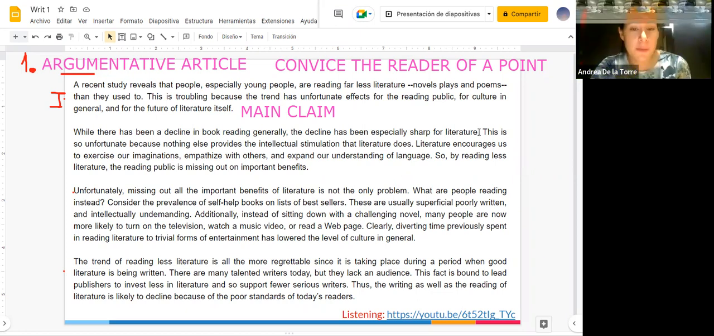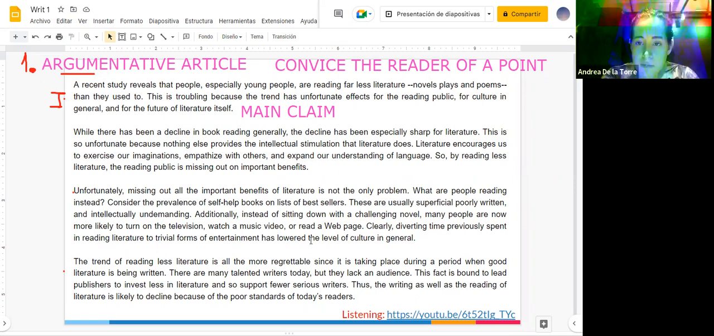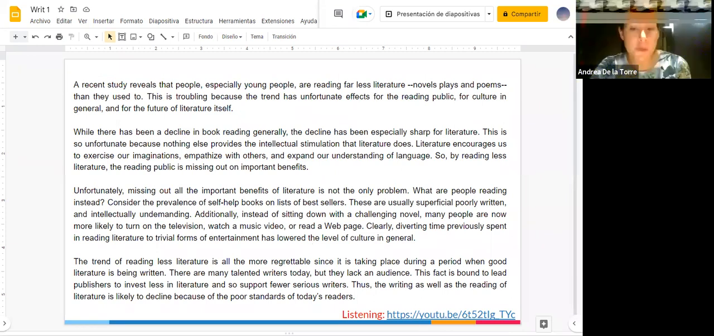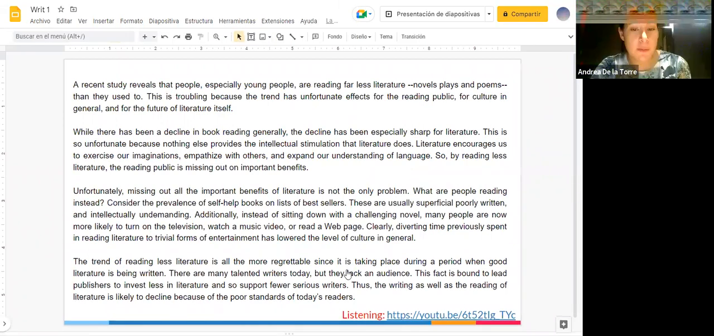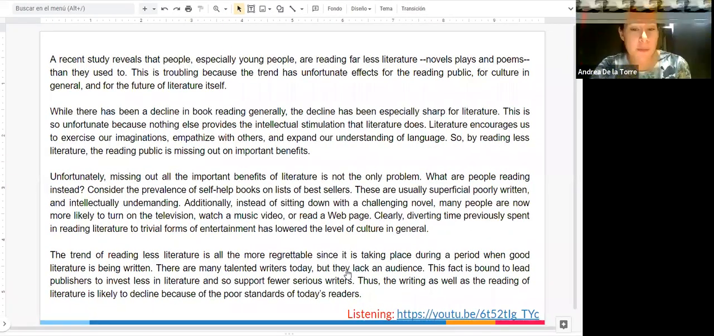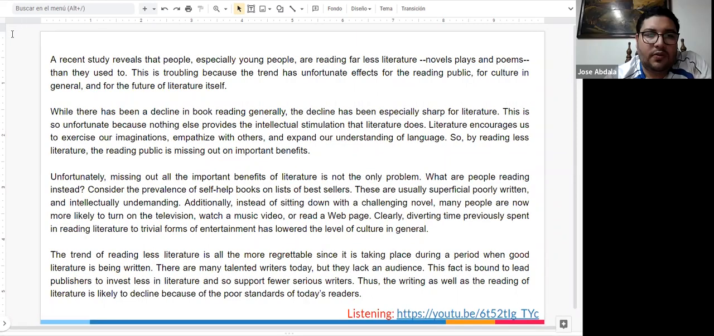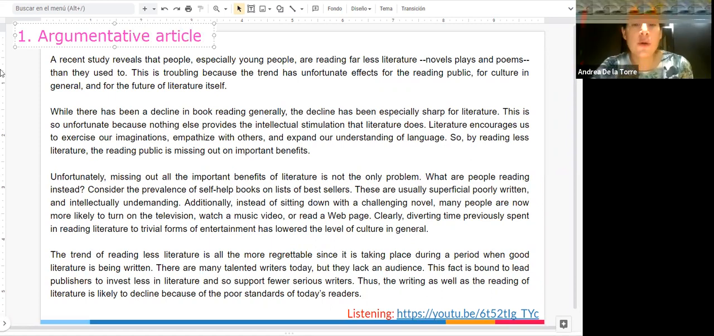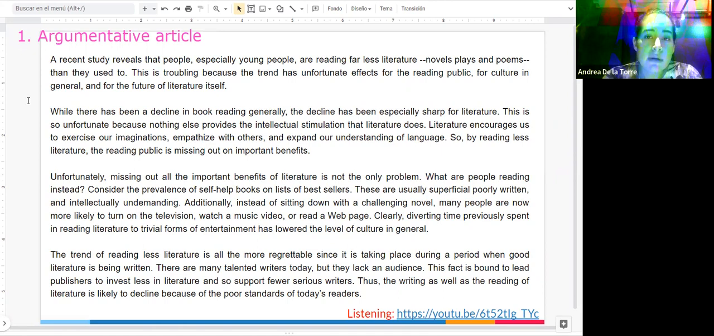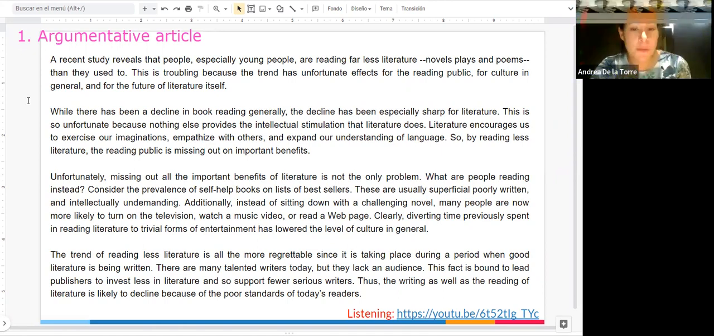What is this about? Anyone? Come on, guys, you already read it. So what was it about? It's reading less literature. Exactly. This is about how people are reading less literature nowadays, right?